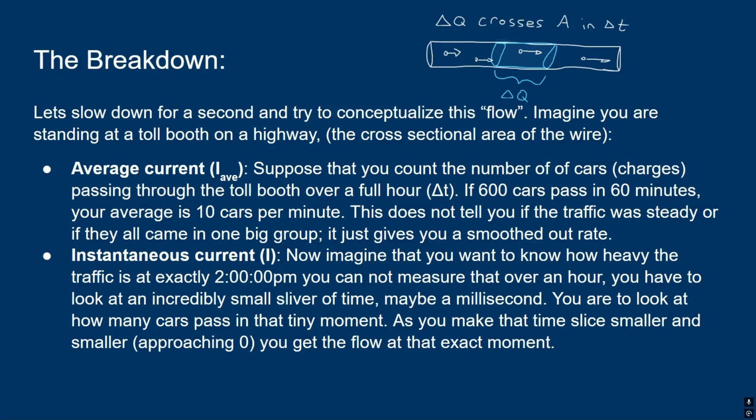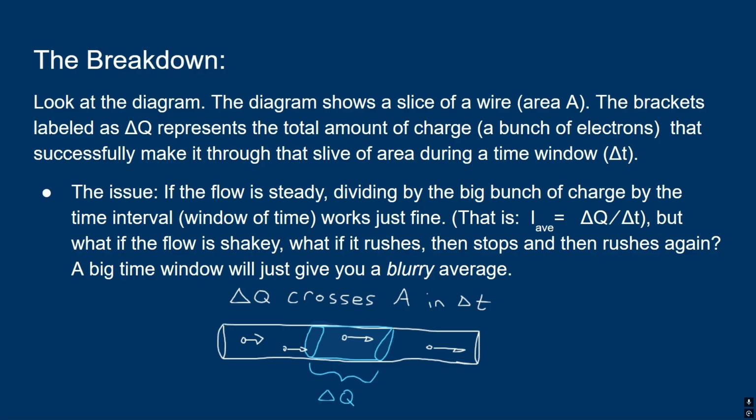The instantaneous current. Imagine you want to know how heavy the traffic was at exactly 2 p.m. You cannot measure that over an hour. You have to look at an incredibly small sliver of time, maybe something as small as a millisecond. So you look at how many cars pass through in that tiny moment. As you make that time slice smaller and smaller, approaching zero, you get the flow at that exact moment. So please look at this diagram.